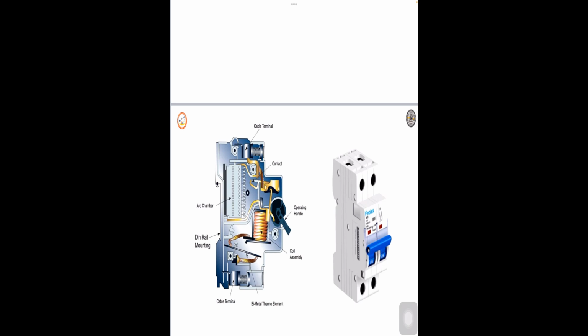So I hope you understood how a fuse and MCB protect us from various fire accidents and electrical hazards. They give us safety. Thank you.